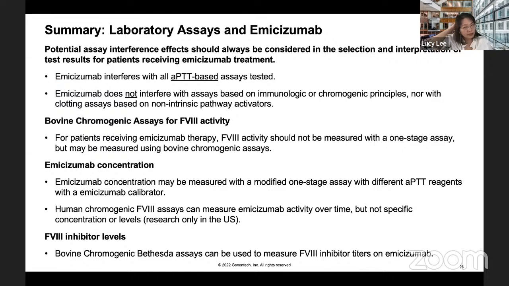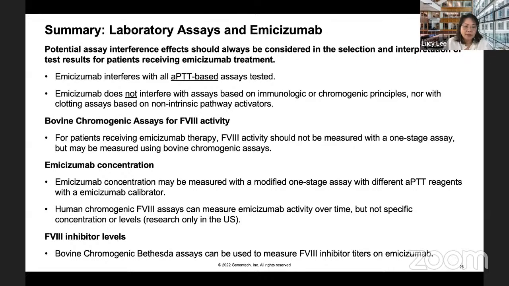This is a slide that is actually in the concluding part of this talk, but I thought it worthwhile to bring forward because where there is known and substantial assay interference, it's probably also worthwhile to talk about what can be used. So across the board, we do understand that APTT-based assays are affected. And so one-stage factor VIII activity assay is not an appropriate measurement. And if someone wanted to measure factor VIII activity, the best thing to do is to use a bovine-based chromogenic factor VIII activity assay.